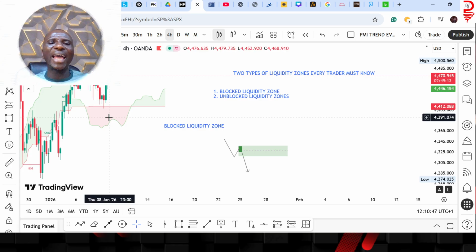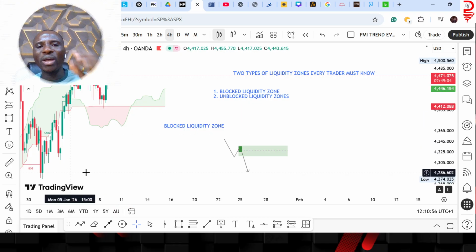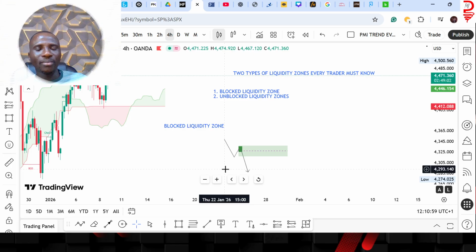So that particular area from where the recent movement happened that created a break of structure is what we call blocked liquidity. Now, the essence of knowing this is that when price comes back there, the same set of people that created that move can do it again, in addition to others that missed out on that particular move. I want you to really get this because it's very important.